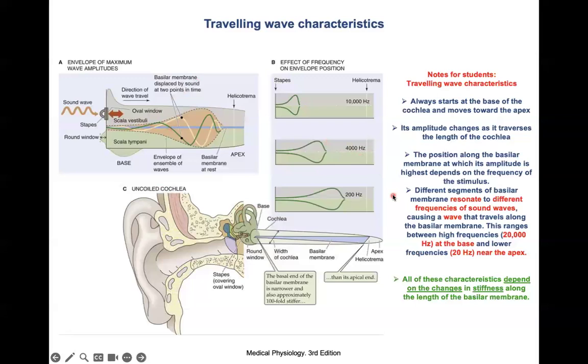We have a dynamic range between 20 kilohertz in the very beginning at the base and 10 hertz at the very end, at the apex. And this is due to different physical properties of the basilar membrane, among other things, as we will see in the next slide.